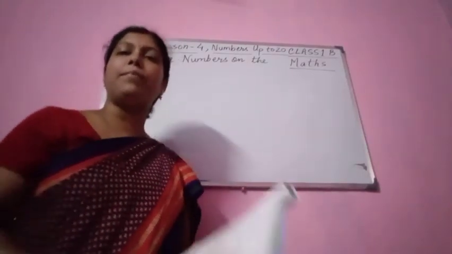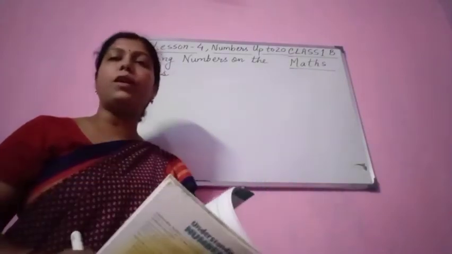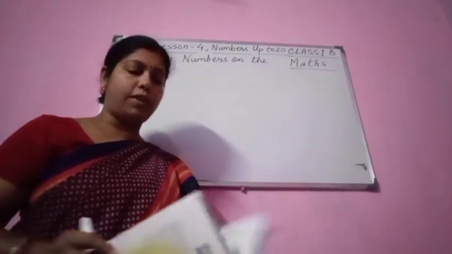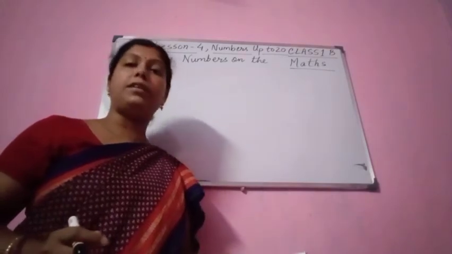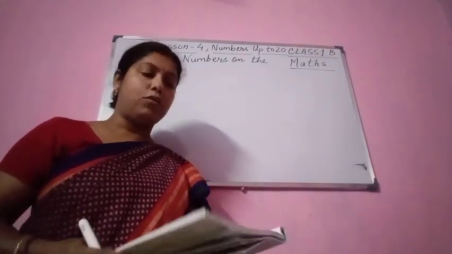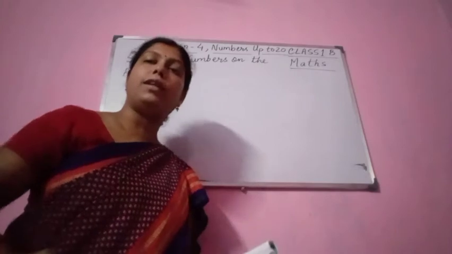So in class 1B maths, we were doing lesson 4, numbers up to 20. We have already done till page number 46. Today we shall proceed to showing numbers on the abacus, okay?